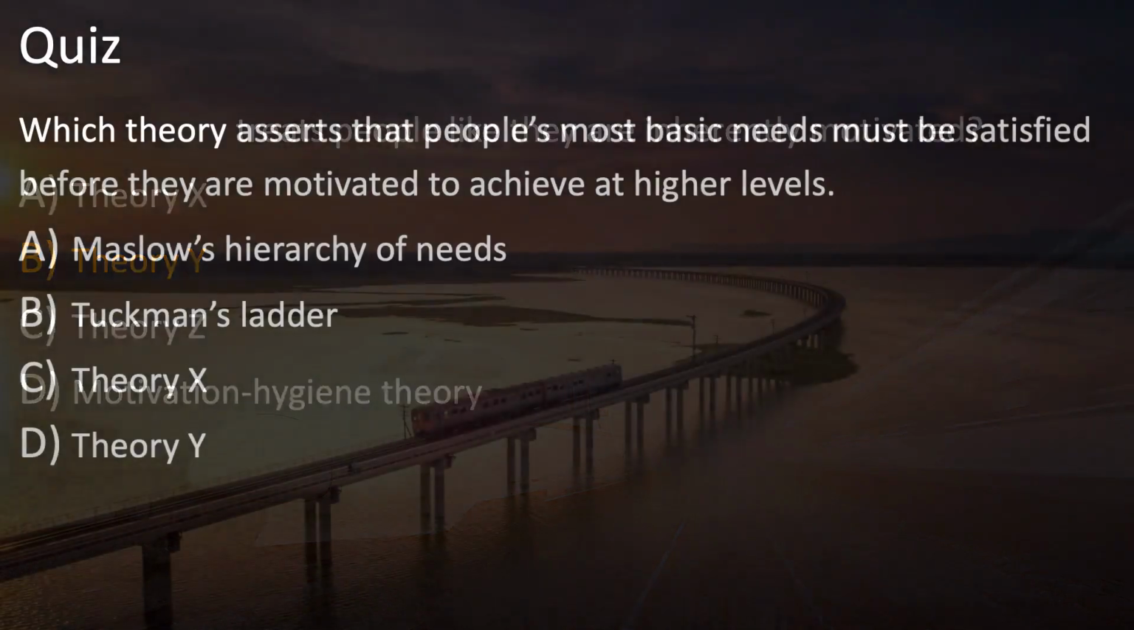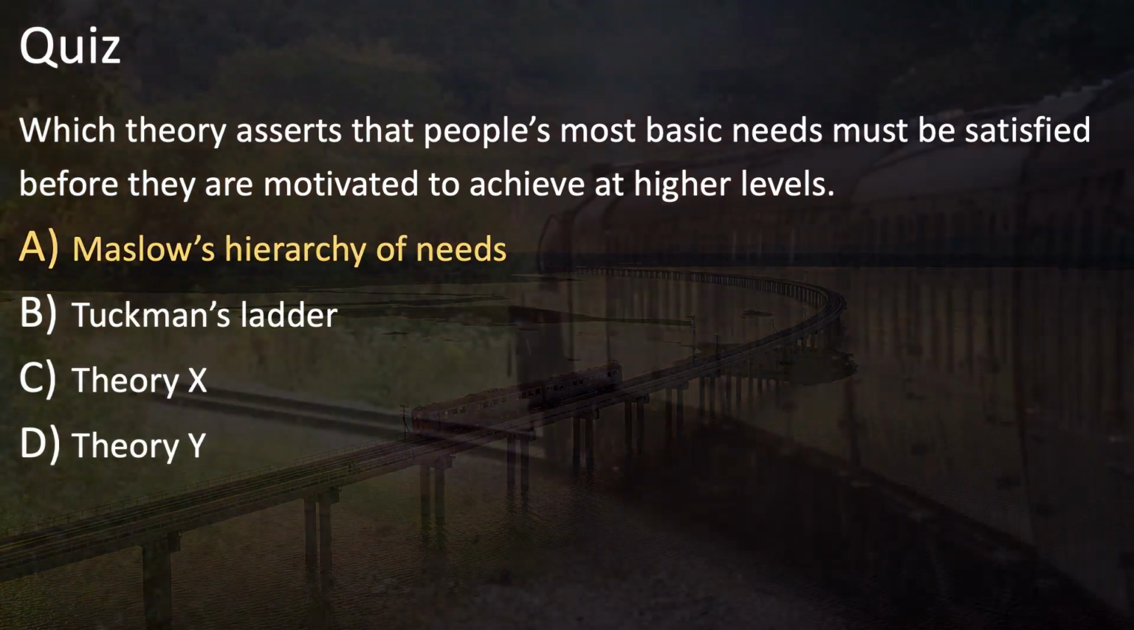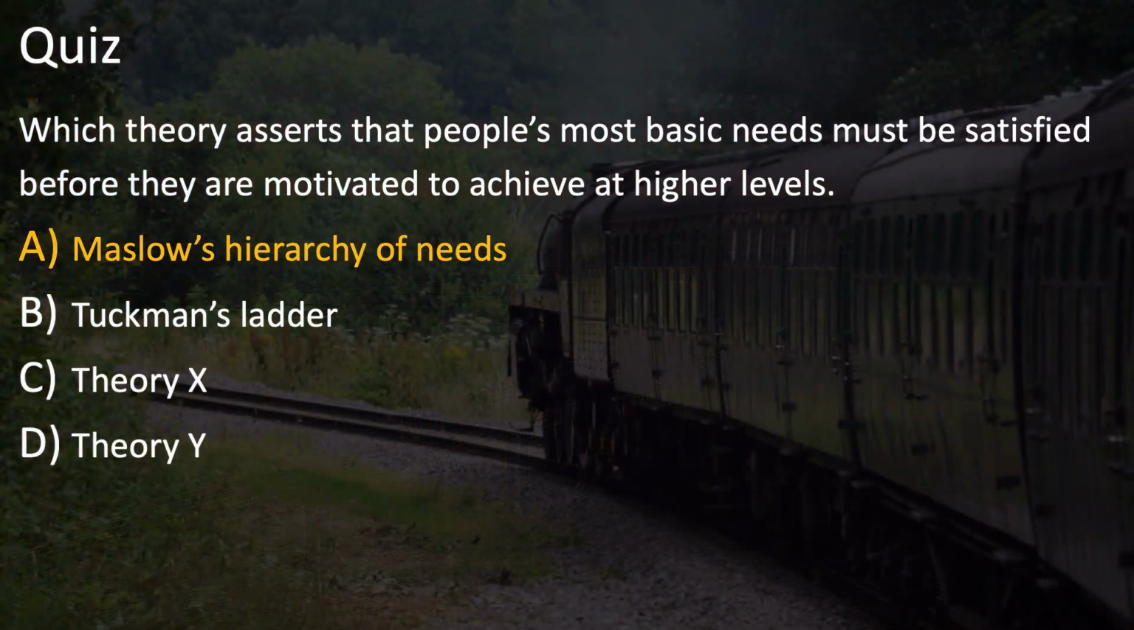Next we have, which theory asserts that people's most basic needs must be satisfied before they're motivated to achieve at higher levels? A. Maslow's hierarchy of needs. B. Tuckman's ladder. C. Theory X. Or D. Theory Y. The answer is A. Maslow's hierarchy of needs.